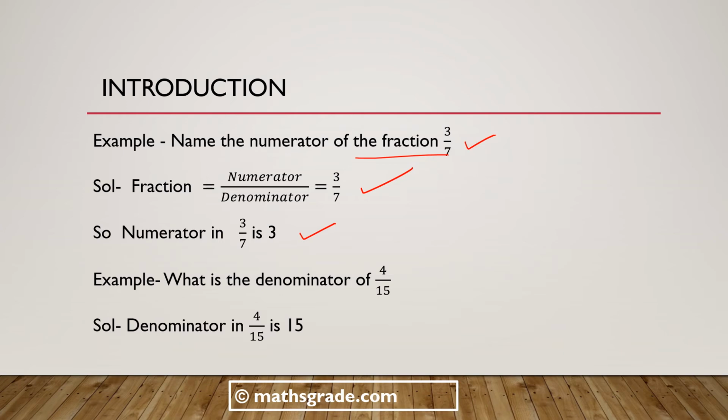Second example. What is the denominator of 4 divided by 15? Top number is called numerator and bottom number is called denominator. So here the denominator in the fraction 4 divided by 15 is 15.